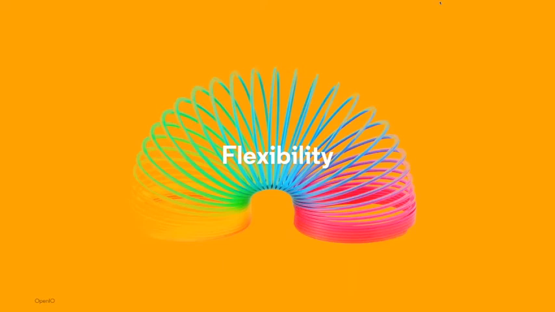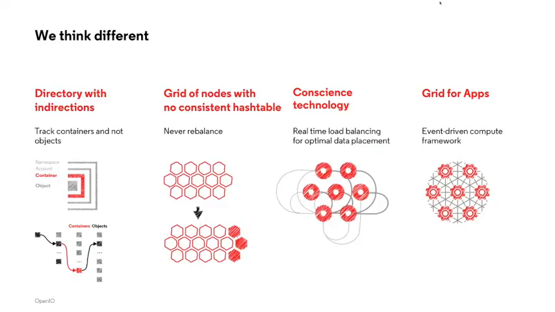The other thing is flexibility. Why can we leverage this technology? It's simple. We think differently when compared to all the other object stores in the market. First of all, we don't use the concept of the ring layout, which is very common between other vendors. This ring layout is based on a distributed hash table, and it has a fixed amount of objects and metadata that are distributed across the cluster.